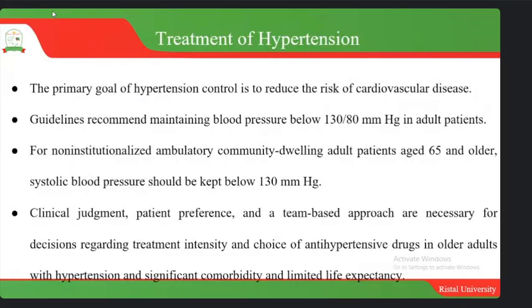So we're talking about treatment, and here we were saying clinical judgment. In clinical judgment, basically we look at the signs and symptoms. You'll see how the patient is presenting. Then also the patient preference is one of the things that we need to consider when giving treatment for hypertension. And also a team-based approach is necessary for decisions regarding treatment intensity and choice of antihypertensive drugs in older adults.